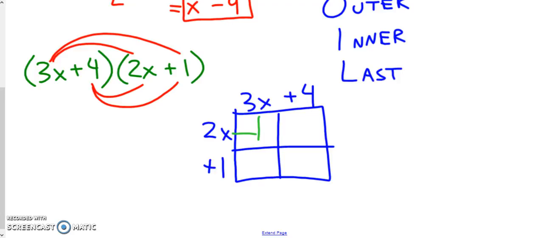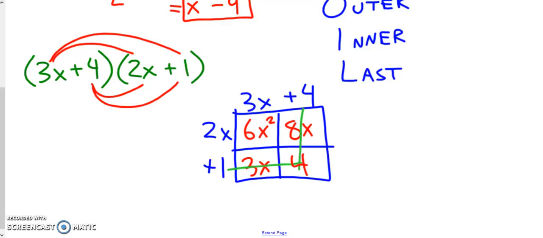So like here, I would take the 2x and the 3x and multiply them together, and I would get 6x squared. Then I would take the 2x and 4 and multiply those together and get 8x. And then I could take the 3x and the 1 and multiply those together, and that would give me 3x. And then I could take the 1 and the 4 and multiply them together, and that would give me 4.